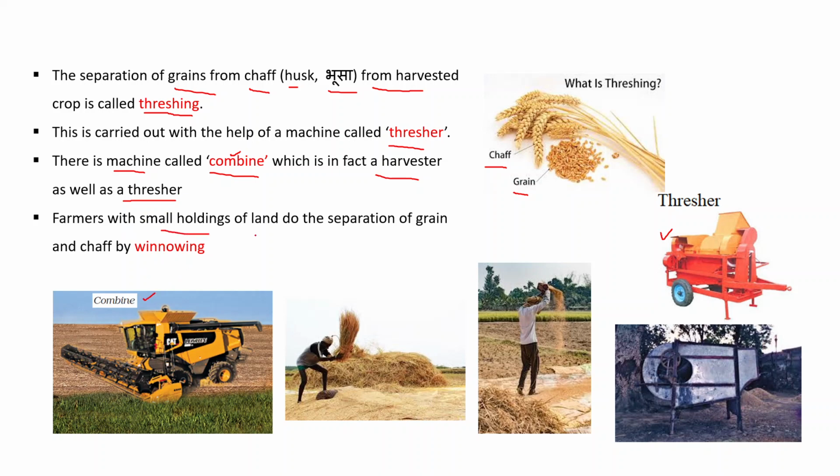Farmers with small holdings of land do the separation of grain and chaff by winnowing. This is winnowing. In the lower classes you discussed that husk, which is lighter, will fly off. Now winnowing can also be done with the help of a machine. This is a machine for winnowing.